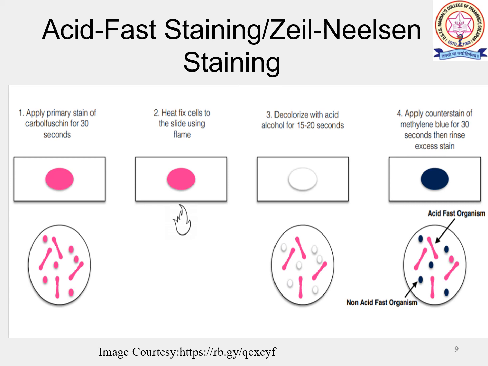Then the filter paper will be removed and the slide will be washed off or decolorized using the acid alcohol mixture, which contains ethanol and hydrochloric acid. It will be used for 15 to 20 seconds. Then again rinse the slide with water, and then counter stain methylene blue is added, which will be kept for 30 seconds, and then again the excess stain will be washed out with water, and you have to blot the slide with the bibulous paper, which is an absorbent paper.